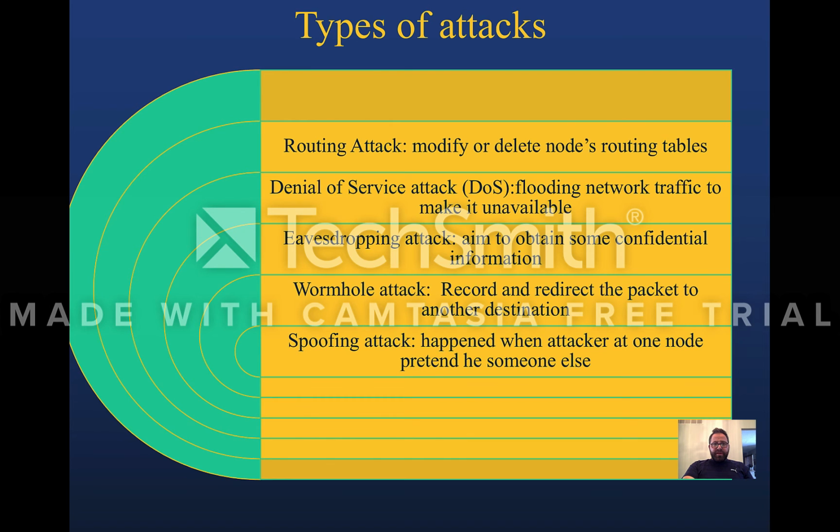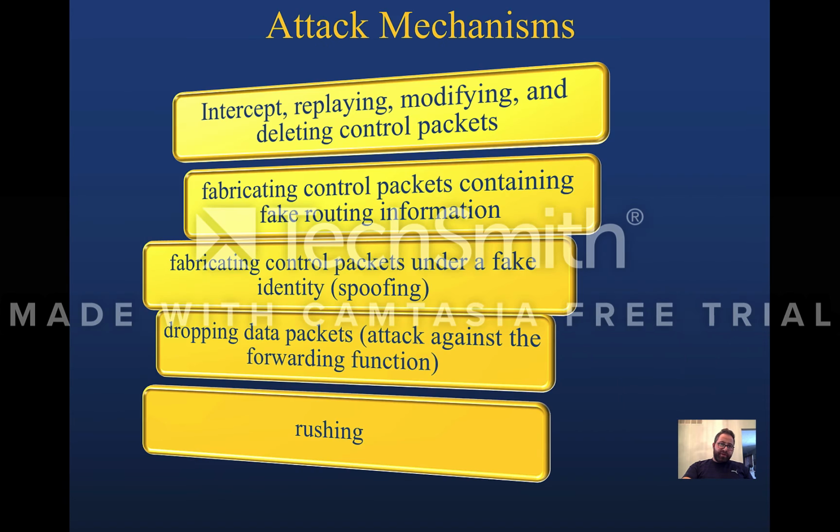We have routing attack, which modifies or deletes a node's routing table. Denial of service attack, flooding network traffic to make it unavailable. Eavesdropping attack, which aims to obtain some confidential information. Wormhole attack, which records and redirects packets. Spoofing attack, which happens when an attacker at one node pretends to be somebody else.